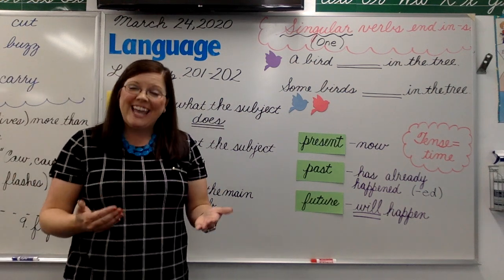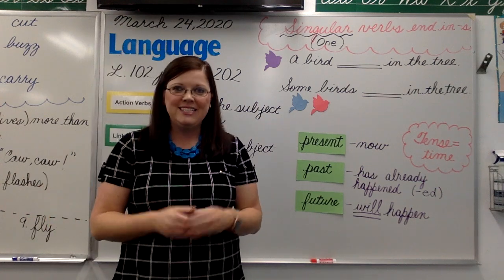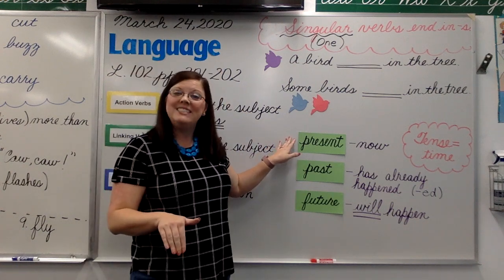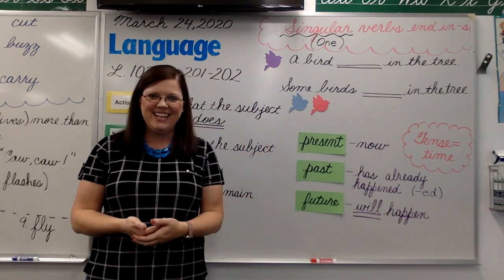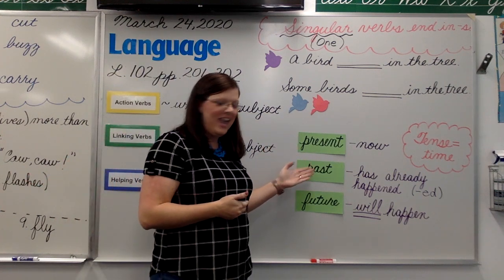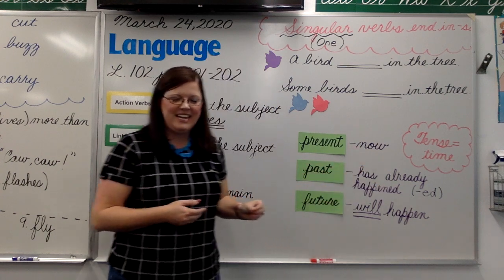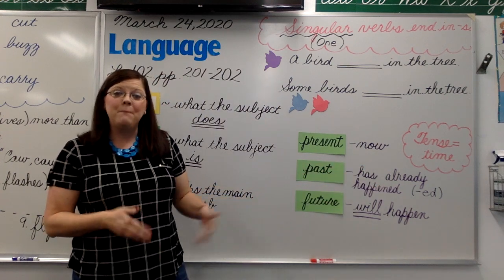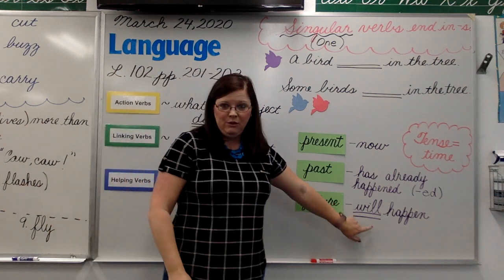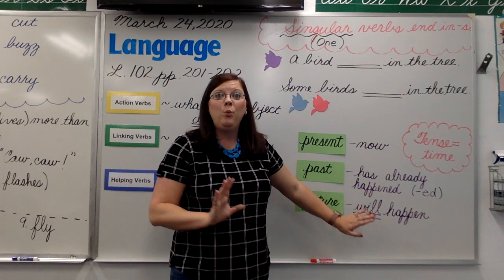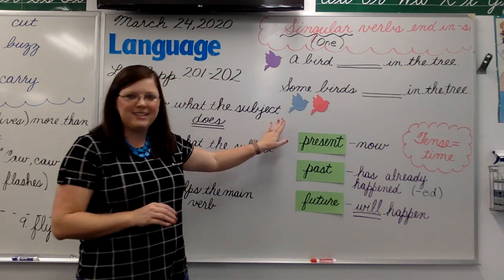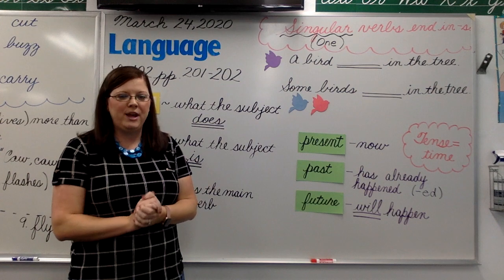Yesterday we talked about tense. Every verb happens at a specific time. It can be happening right now. If it's happening now, we call that present tense. If it has already happened, we call that past tense. And we're listening for that d at the end, that ed. Or if it hasn't happened yet, but it will happen eventually, we call that future tense. And we're always looking for this future signalizer, will, that helping verb. Today, we're focusing on just the present tense verbs.